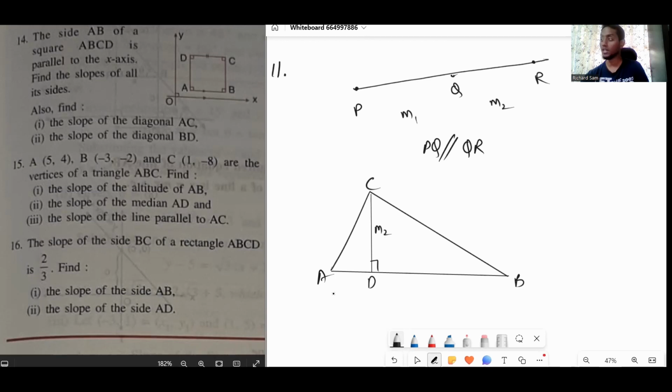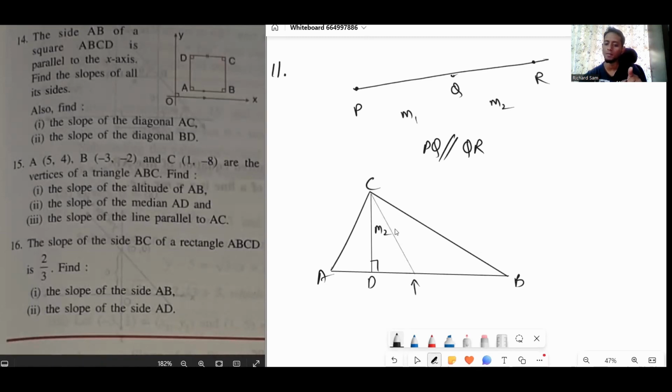We'll find the midpoint, but D is not the midpoint of AB. It's a section, but what's the ratio? We don't know the ratio. See, altitude means this line. Median means a line joining the midpoint of AB. If this point is the midpoint of AB, then this line here is called the median. Do you understand the difference between median and altitude? Median is a line from C to the midpoint of AB.